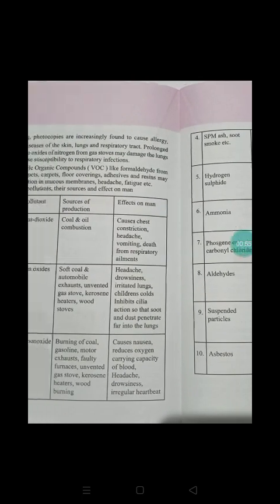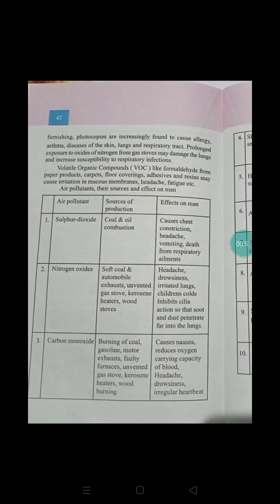Man-made pollutants could be from deforestation, vehicular pollutants, burning of fossil fuels and rapid industrialization. Now in this table we can see some of the effects of air pollutants. For example, sulfur dioxide causes effects on man, such as chest constriction, headache, vomiting or respiratory problems.